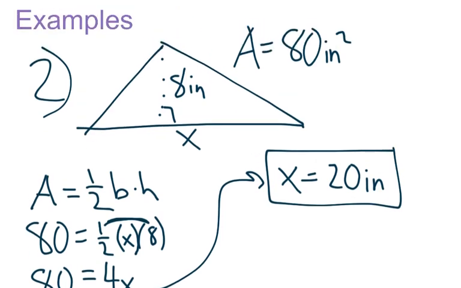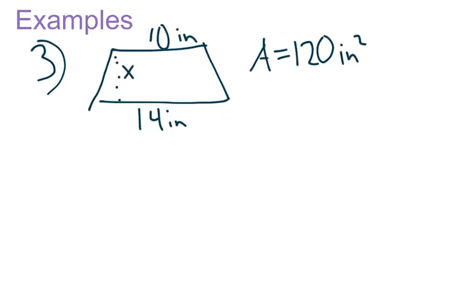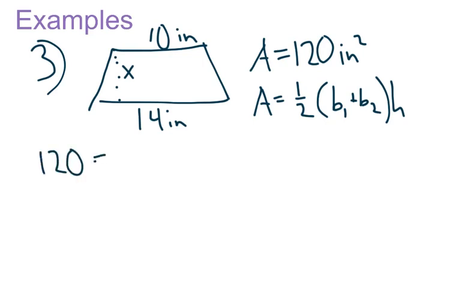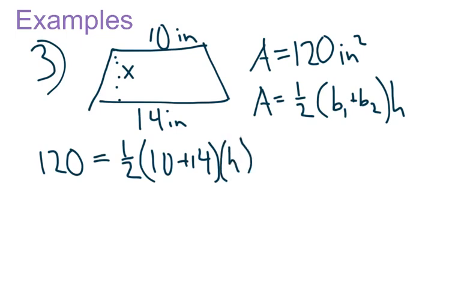Let's look at a trapezoid, because that again has a fun little formula. Here we have a trapezoid. We're given the two base lengths, and we have to find the height. Again, it helps to recall the formula. Area is equal to 1/2 times base 1 plus base 2, times the height. Plug in the numbers that we have. 120 is equal to 1/2 times 10 plus 14 times h.